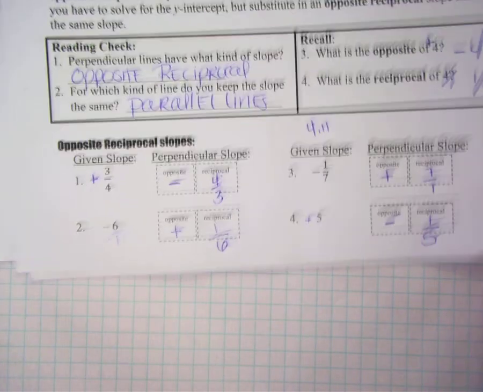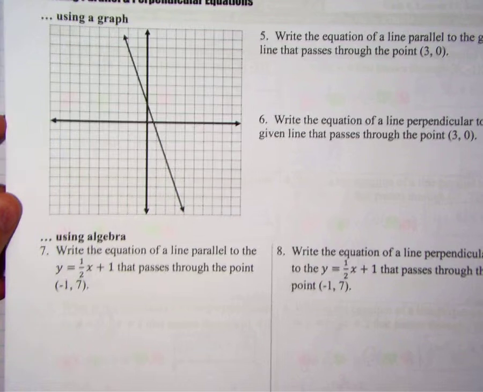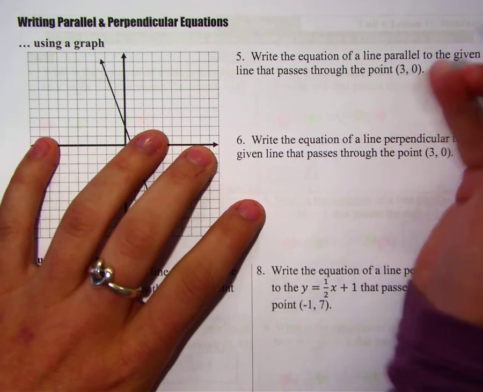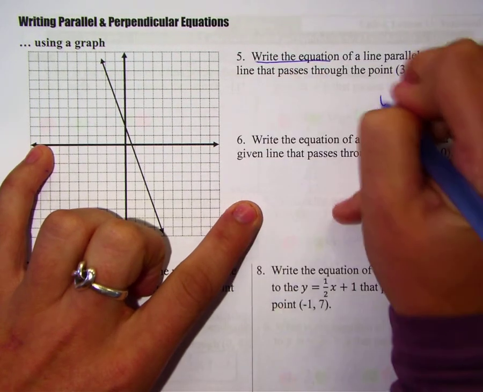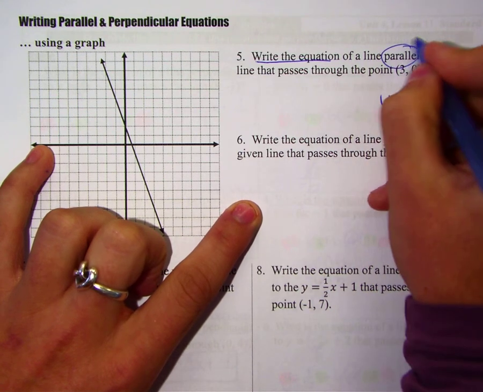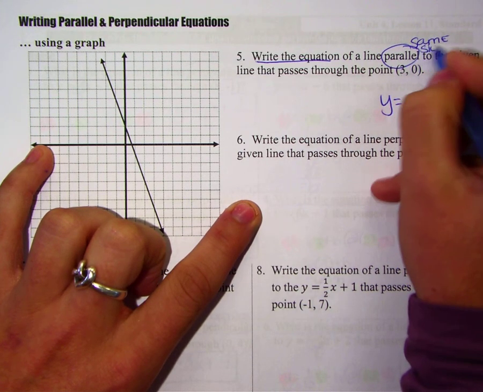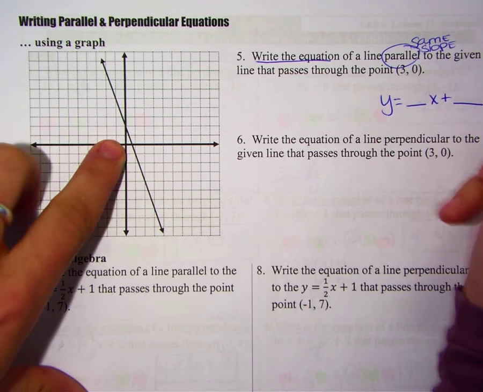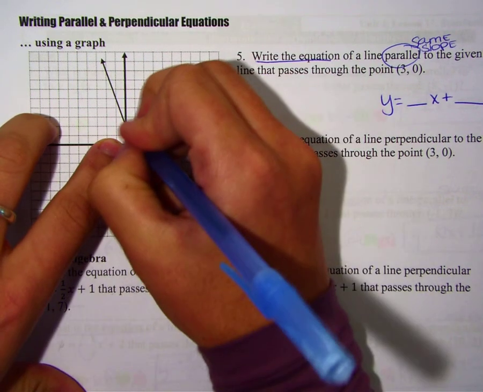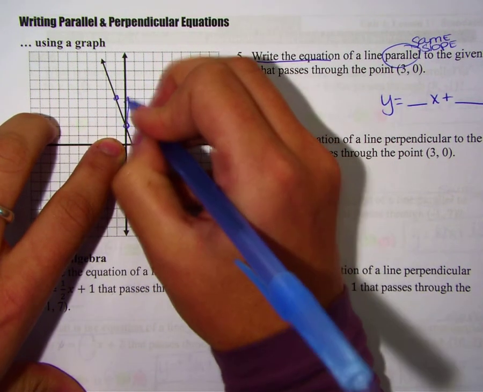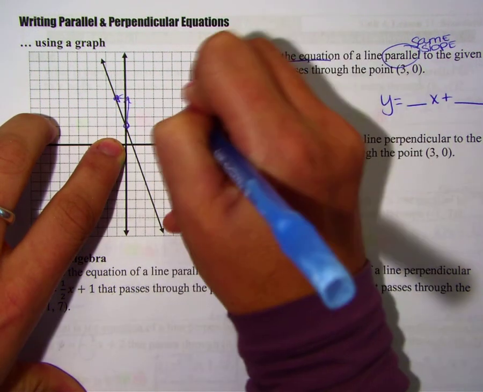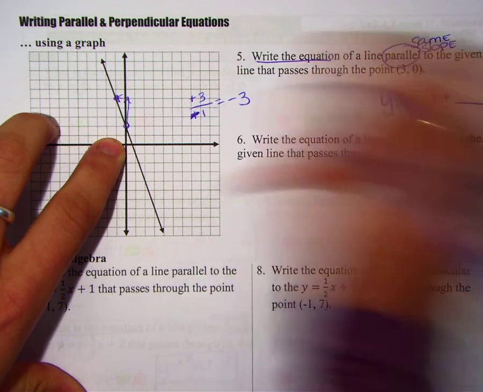So using that information, we can go ahead and write equations using parallel and perpendicular. On a graph, number 5 says write the equation, so we will write the skeleton of a line parallel, so it has the same slope, to the given line, that's this one right here, that passes through (3, 0). So I'm first going to find the slope of this line. The slope is a rise of 3, a run of positive 1. No, sorry, negative 1 because it went left, making the slope negative 3.